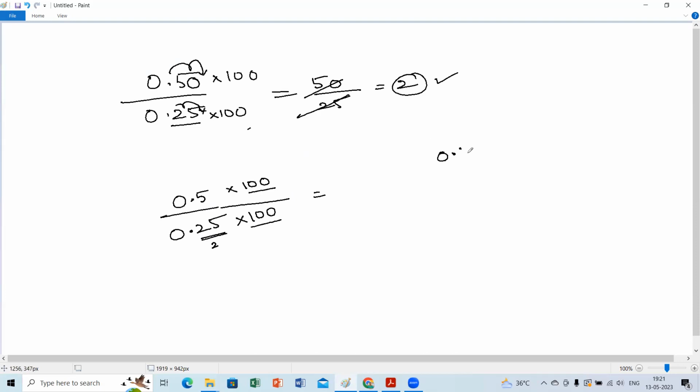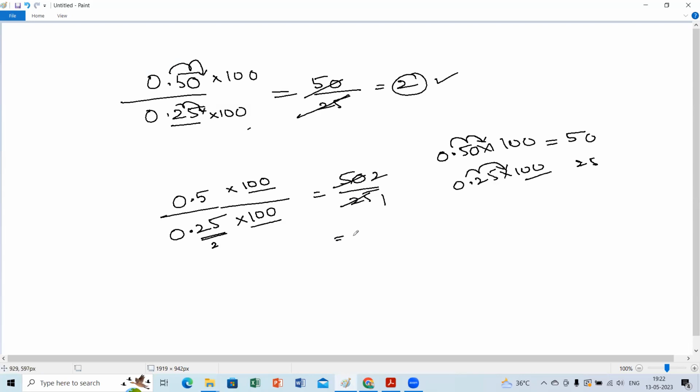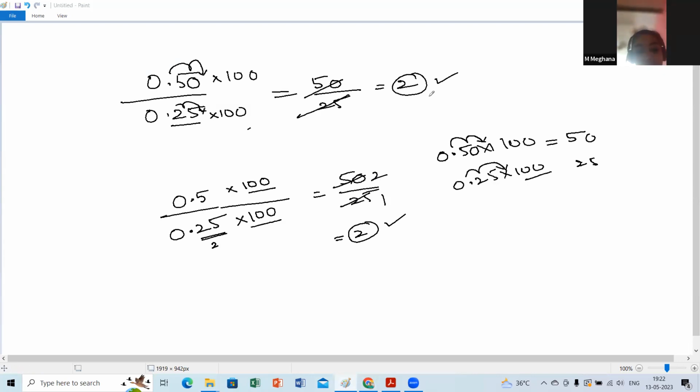If any decimal number is multiplied with 100, the decimal shifts two places towards the right side. But you have only one place, so you can fill the other place with 0. So what is the answer? 50. In the same way, the denominator is 0.25 into 100. The decimal shifts two places towards the right side. The answer is 25. Numerator is 50, denominator is 25. So 25 ones are 25, 25 twos are 50. So 2 by 1, which is 2.